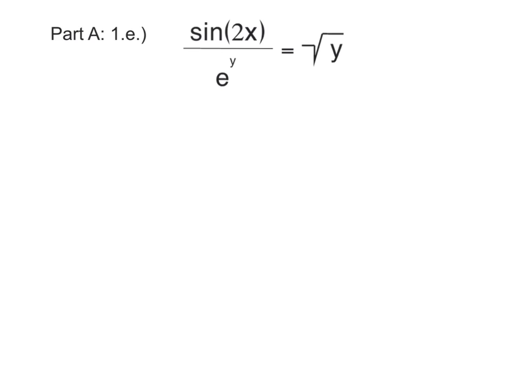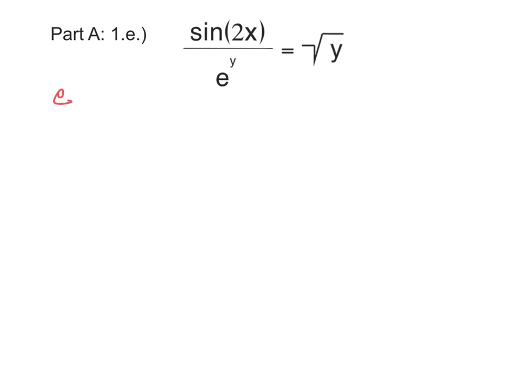This last one is a little intimidating. It looks like there's going to be a chain rule and a quotient rule, and I got a square root in there, so there's lots of things happening. Let's just take it piece by piece. On the left-hand side, we're going to have to use the quotient rule. Remember that's low d high minus high d low.